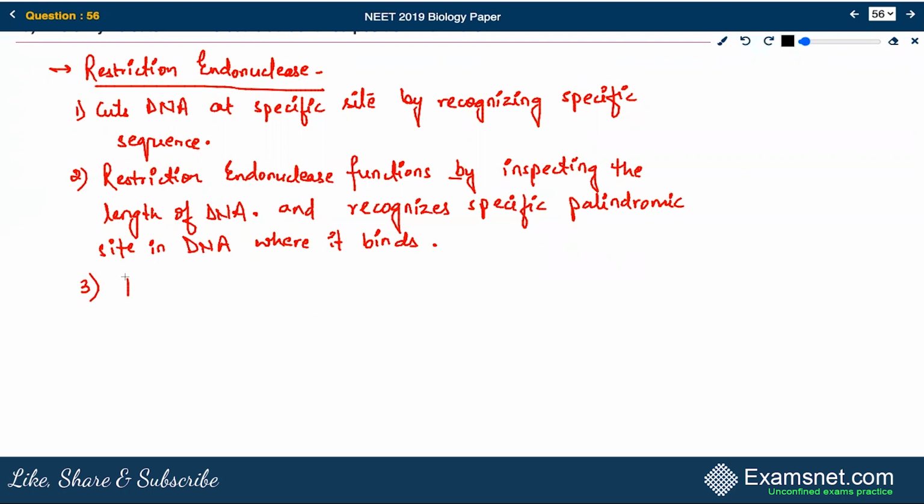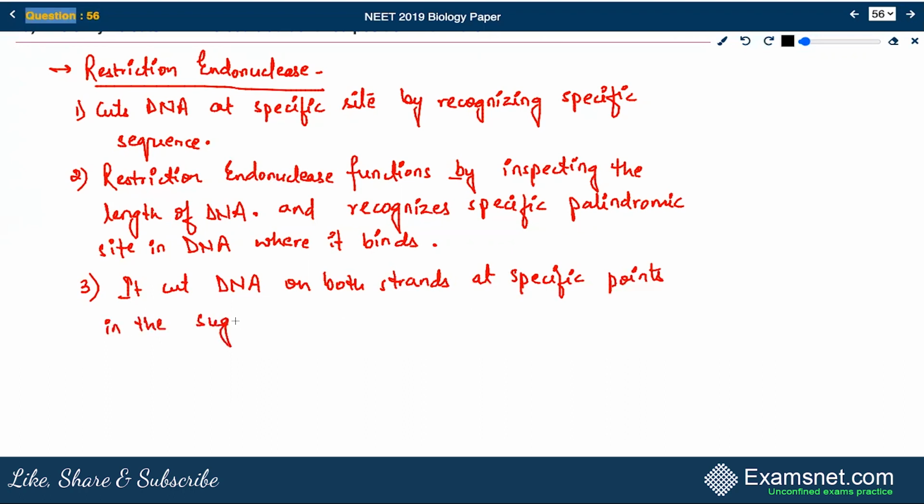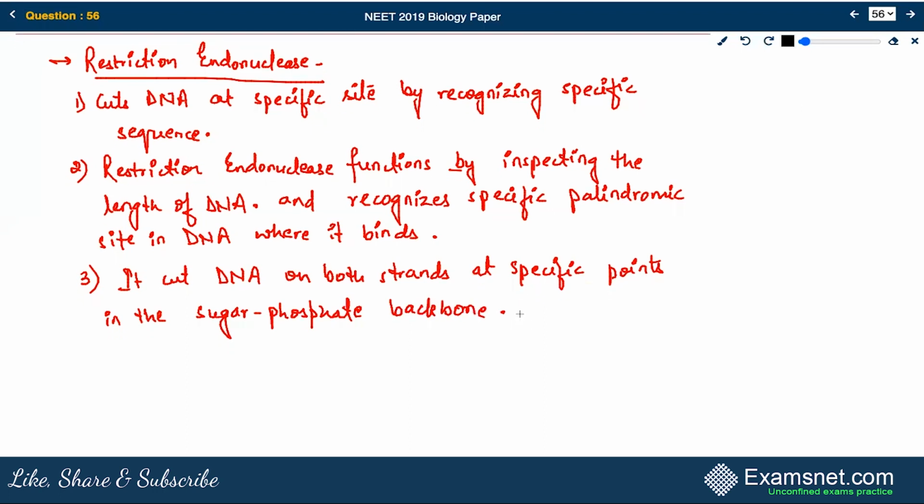Then it cuts the DNA on both strands. It is going to recognize that specific site, bind to it, and then cut the DNA on both the strands at specific points in the sugar phosphate backbone. All right, so this is the case.